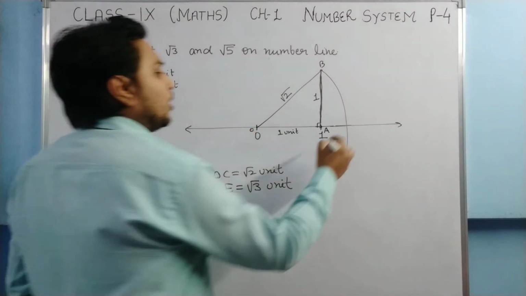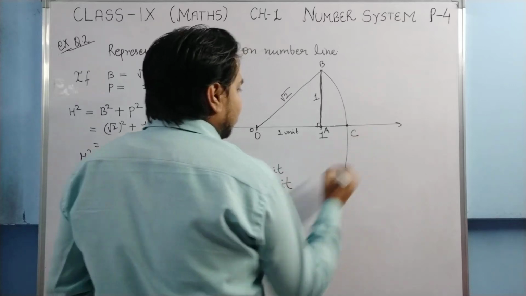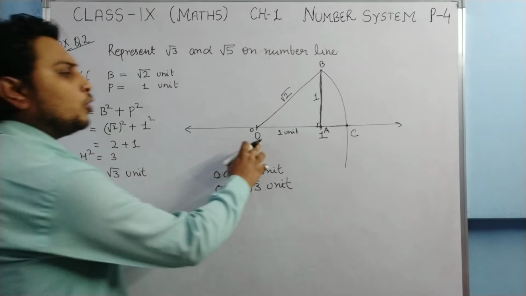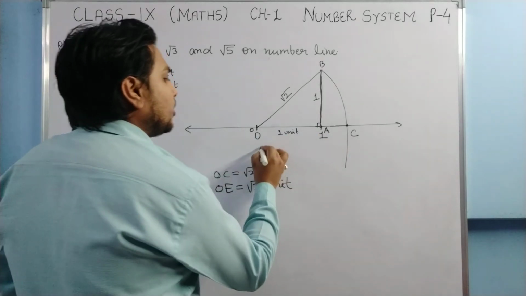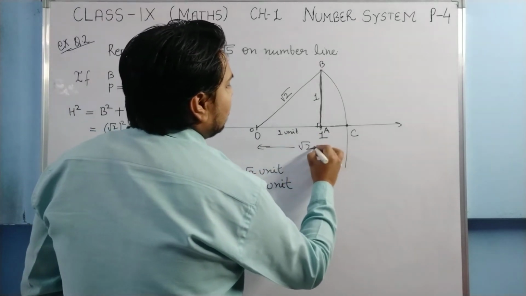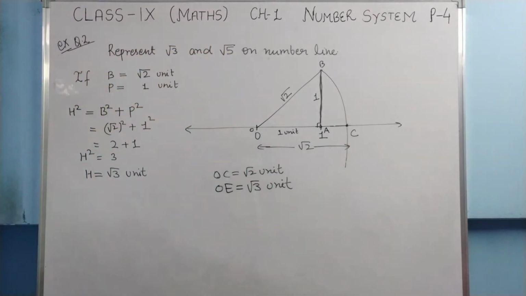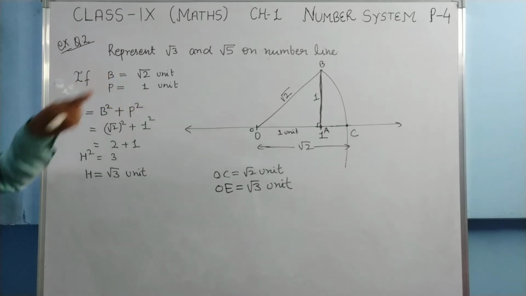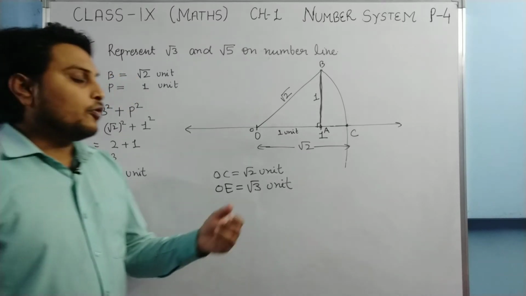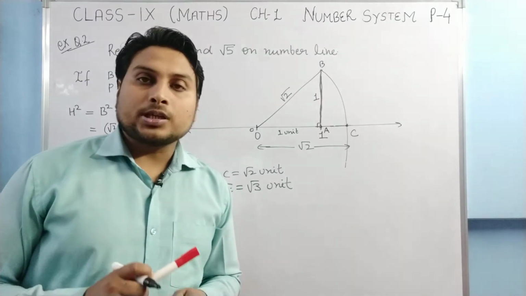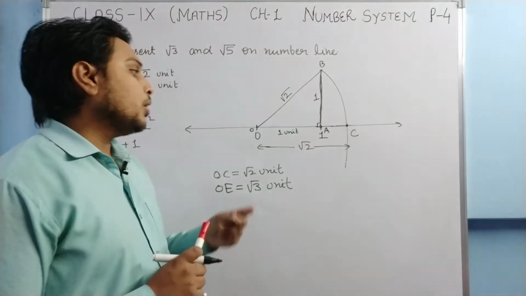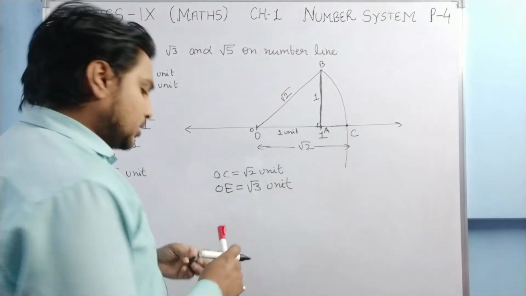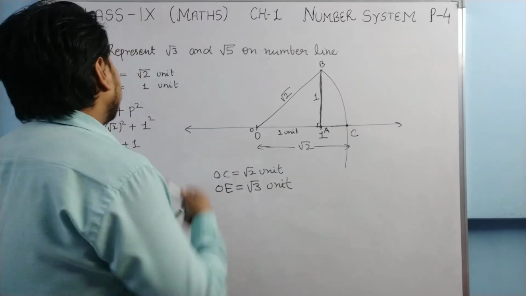Okay, so this point is C. So this OC represents root 2 units. From O to C, this distance is what? This distance is root 2. And this is the reason why I have taken root 2 units on the base: to show root 3 on the number line, firstly we have to show root 2 on the number line. So we will get root 2 on the base.